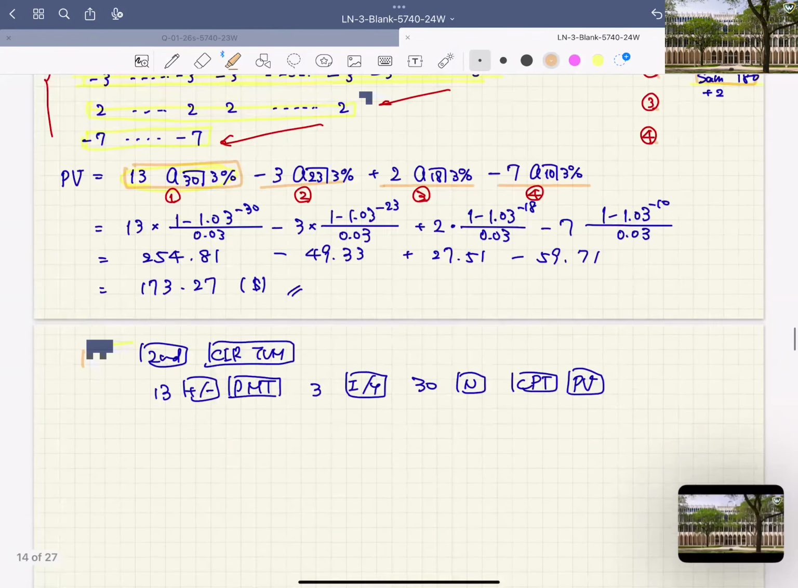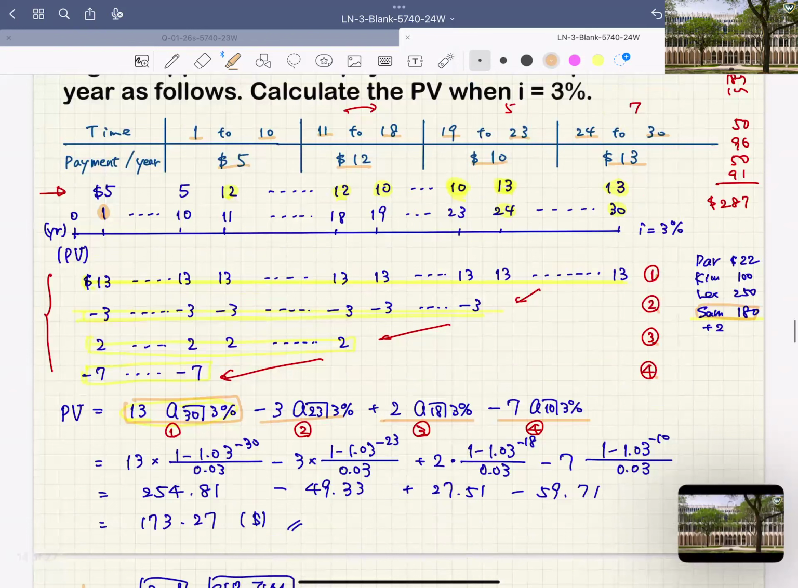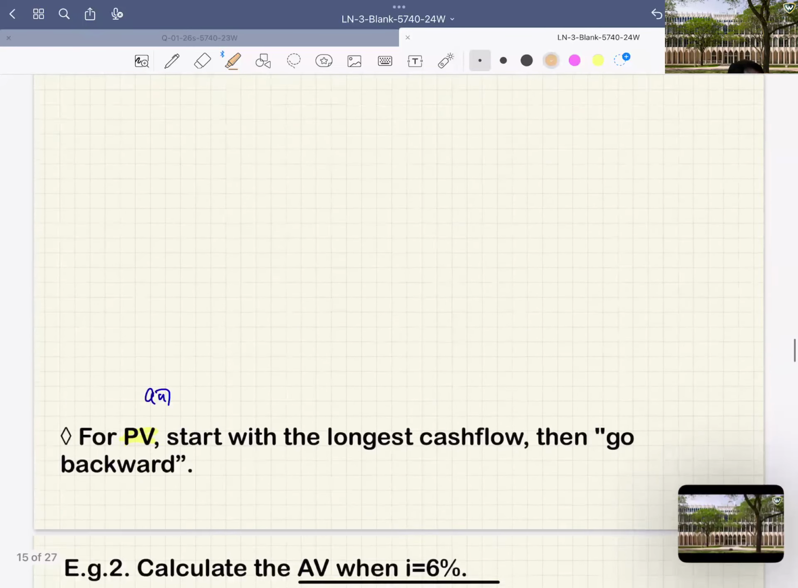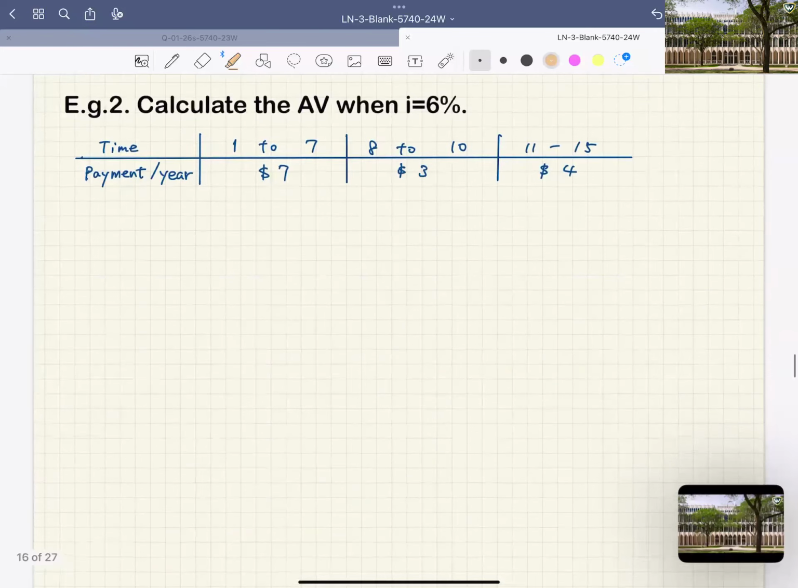Yeah, so this is a little complicated. So just get used to it. This is kind of a puzzle, but once you get used to it, you can calculate pretty quickly.